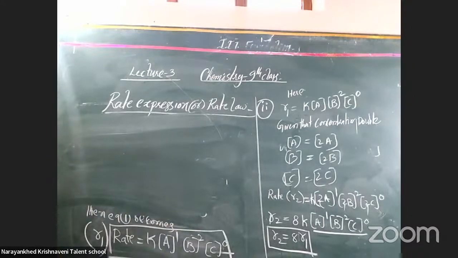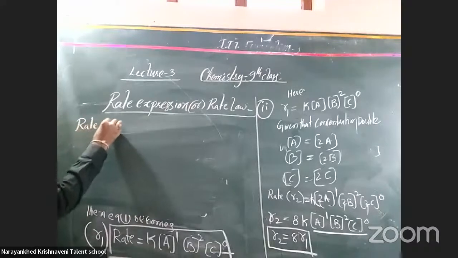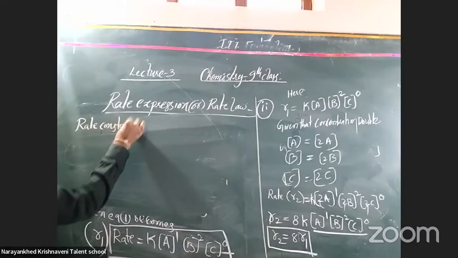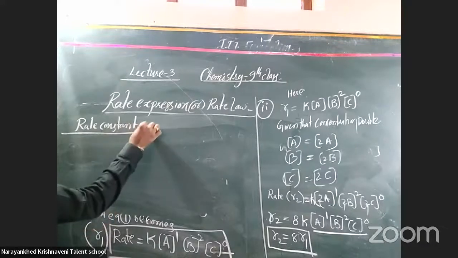The next small component is the rate constant. We have used one word every time from the start of the lesson, that is the rate constant K. What is this rate constant actually? It does not come from any other pair.